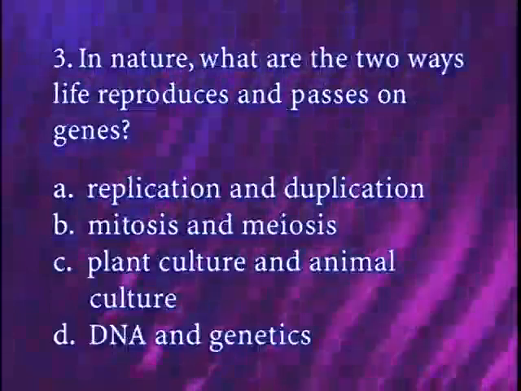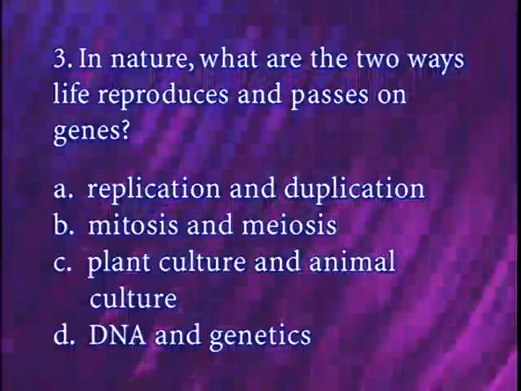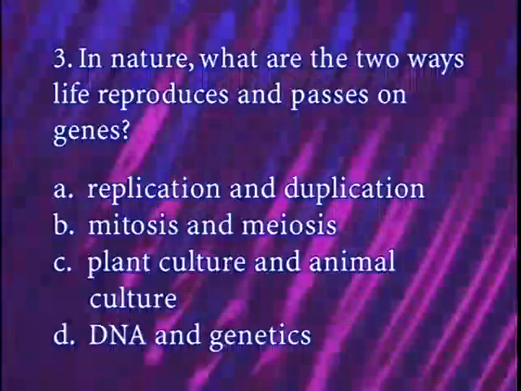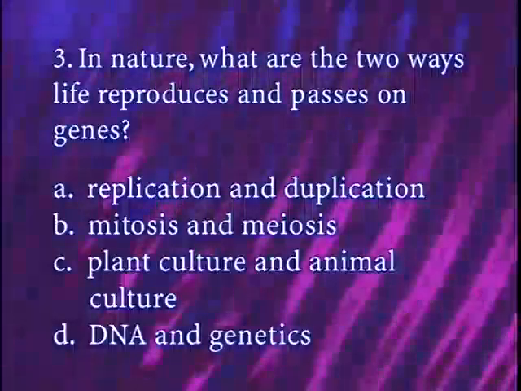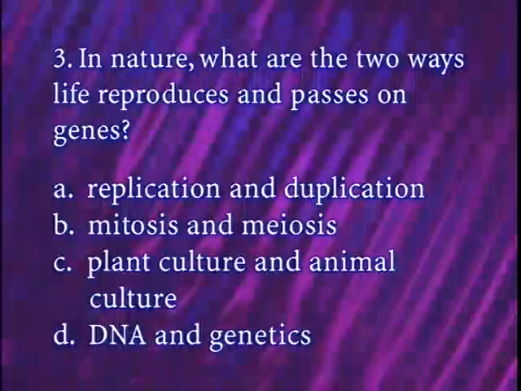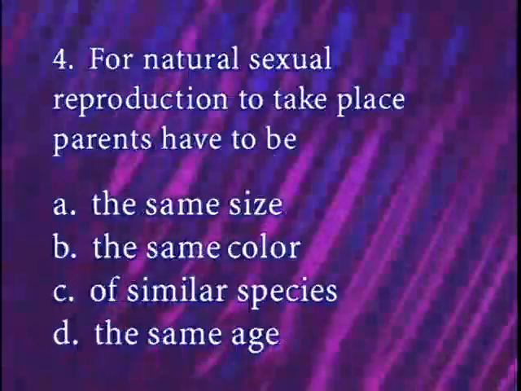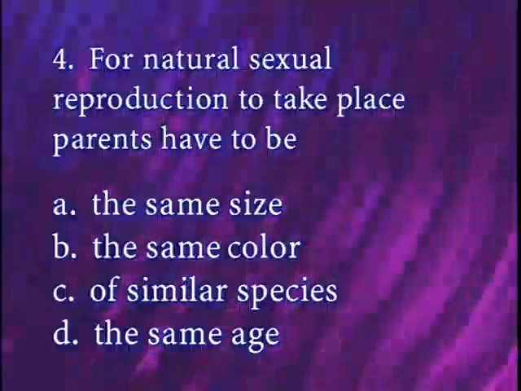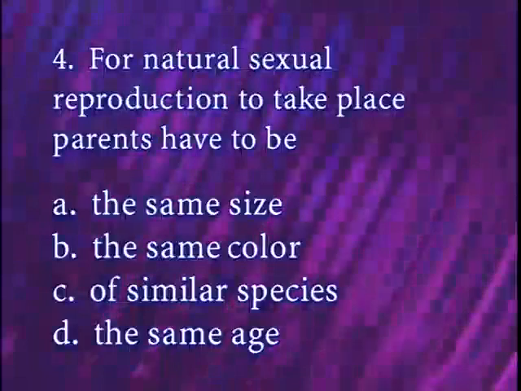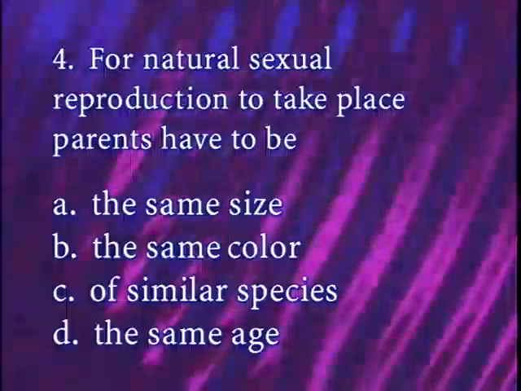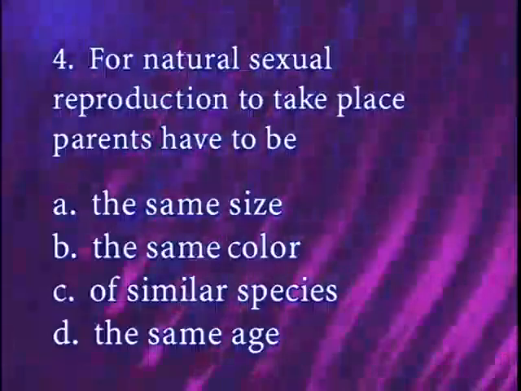In nature, what are the two ways life reproduces and passes on genes? A. Replication and duplication, B. Mitosis and meiosis, C. Plant culture and animal culture, D. DNA and genetics. For natural sexual reproduction to take place, parents have to be A. the same size, B. the same color, C. of similar species, D. the same age.